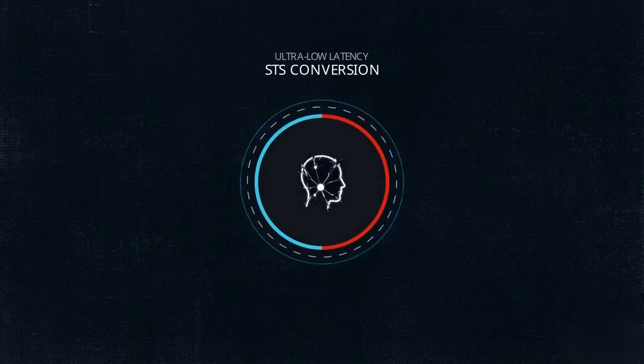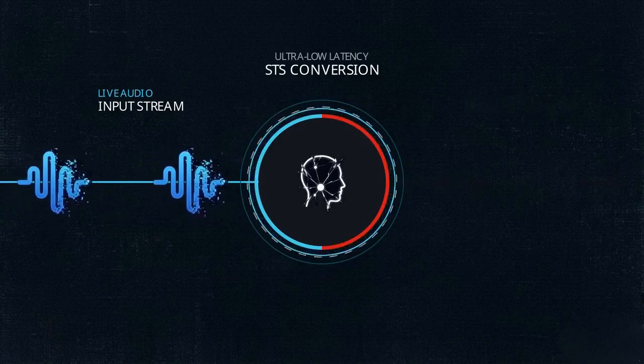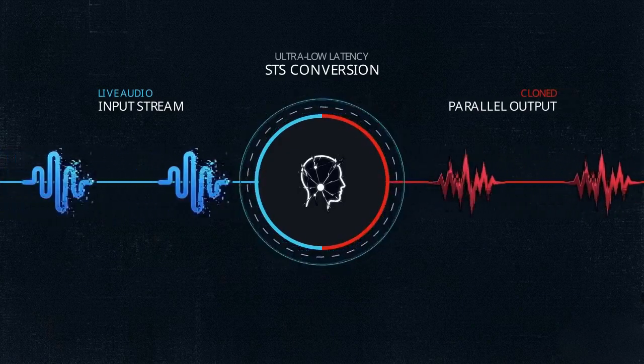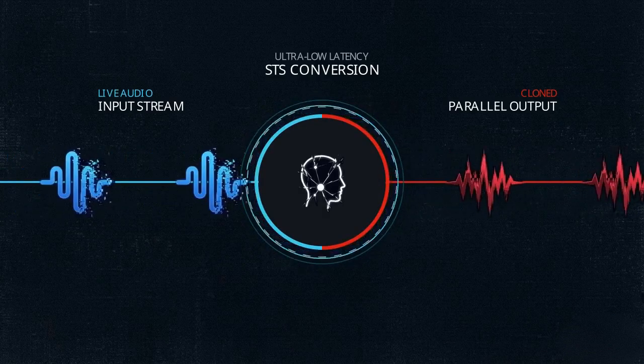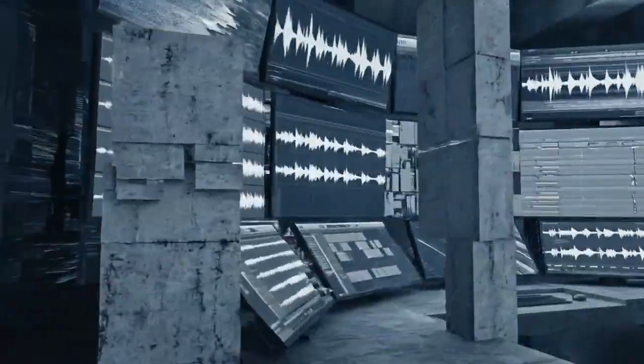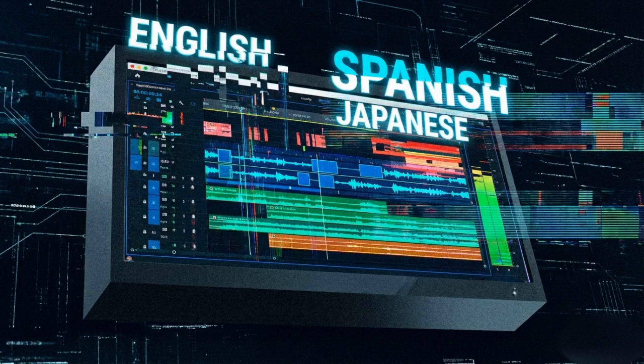Resemble AI specializes in real-time cloning. It takes a live audio input stream and instantly converts it into a parallel cloned output, a capability often used in gaming and customer support. These platforms represent a fully developed arsenal for digital identity replication, all of which are accessible to the general public. This new technology has immediate constructive applications, such as automating international movie dubbing and streamlining global content creation.